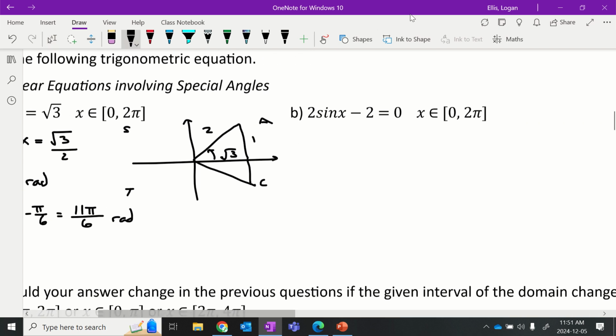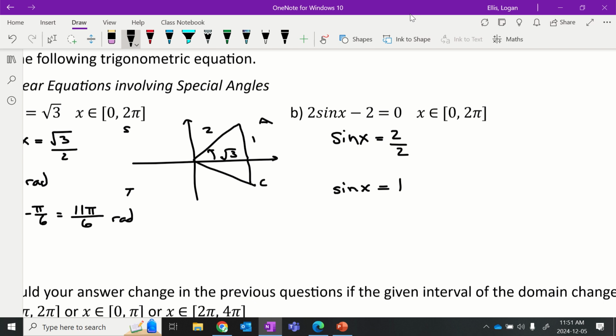This one, again, you want to solve for sine x. And so as you go ahead and do that, you're going to get sine x. You'd move the 2 across, so it'd be 2. You'd divide this 2, so it'd be 2. 2 divided by 2. You're going to get sine x equals 1.